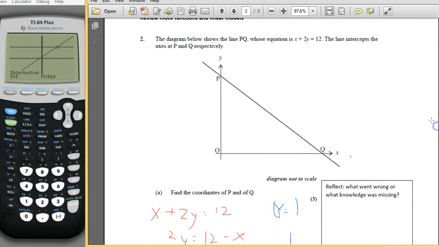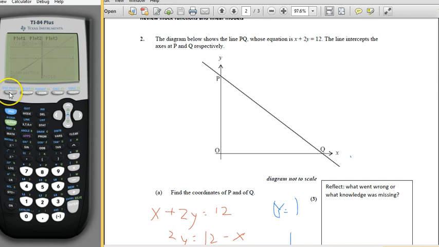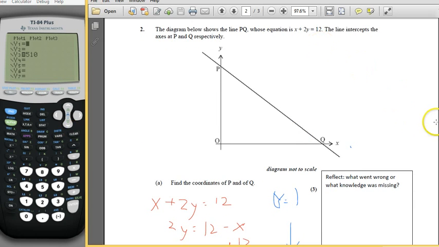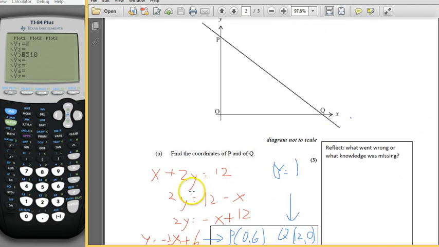Number 2. They have this line here, and they give us an equation, x plus 2y equals 12. If you have an equation, what you're going to immediately do is put it in the calculator. Unfortunately, this equation does not have y equals on the left side, so you are going to have to do a little bit of algebra here. Take the equation x plus 2y equals 12, and you are going to solve for y so that you can put it in the calculator.